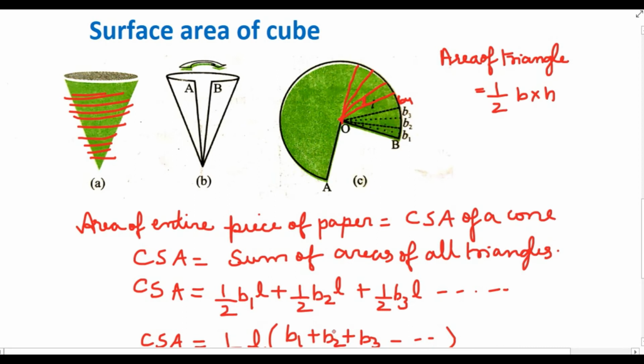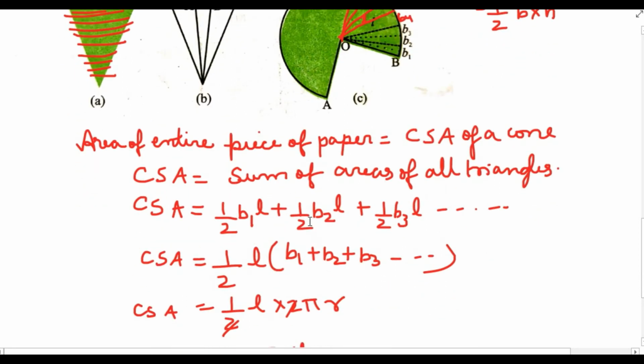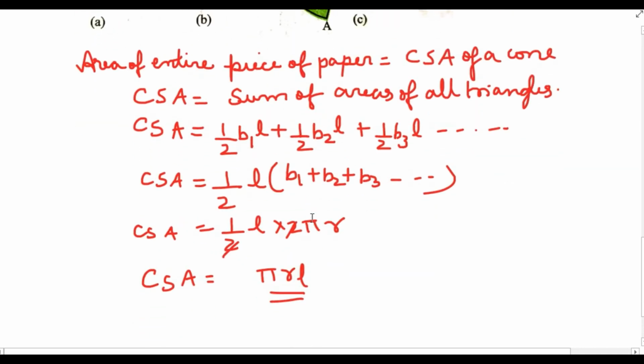This will make the curved portion of the figure, and the curved portion of the figure actually makes up the perimeter of the base of the cone. Perimeter means circumference of the base of the cone, and the base of the cone is in the form of a circle, so the circumference of the circle is 2 pi r. So finally we got the curved surface area of the cone as pi r L.